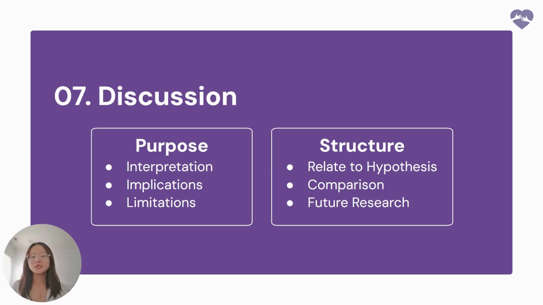First, focus on interpretation. This is where you analyze the significance of your findings and how they relate to your original research question or hypothesis. Did your results support or refute your hypothesis? For example, if you hypothesized that AI-driven learning tools would improve student engagement, did the data confirm this?